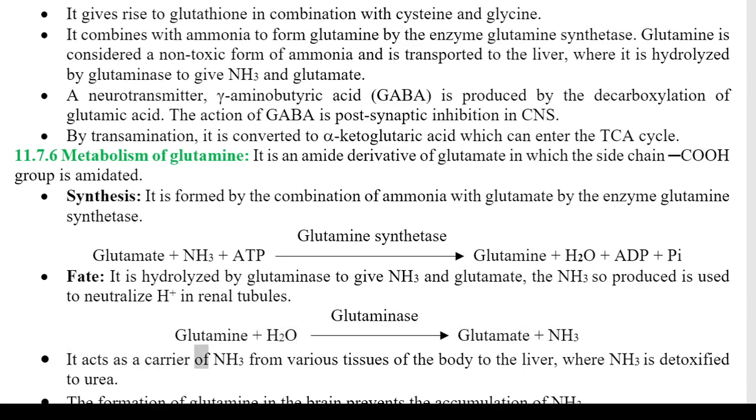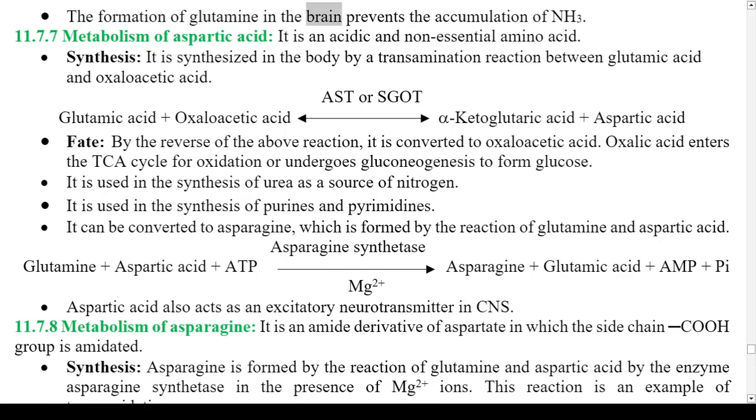It acts as a carrier of NH3 from various tissues of the body to the liver, where NH3 is detoxified to urea. The formation of glutamine in the brain prevents the accumulation of NH3.